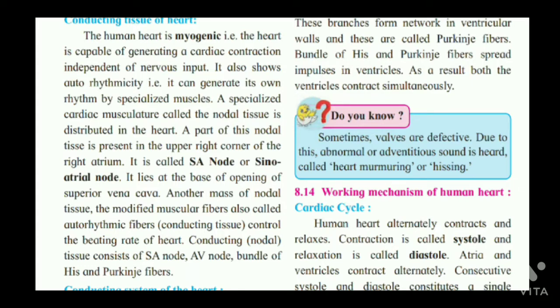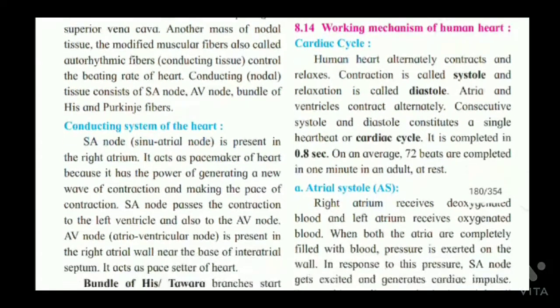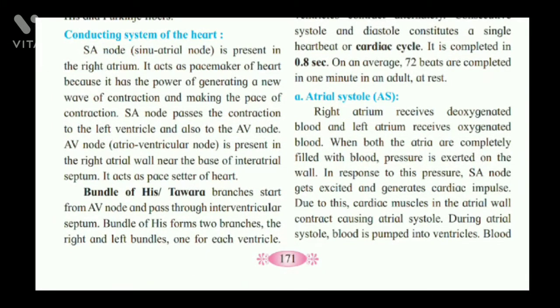Another mass of nodal tissue, the modified muscular fibers, also called autorhythmic fibers, control the beating rate of the heart. Conducting tissue consists of the SA node, AV node, bundle of His, and Purkinje fibers. Conducting system of the heart. The SA node, sinoatrial node, is present in the right atrium. It acts as the pacemaker of the heart because it has the power of generating a new wave of contraction and making the pace of contraction.